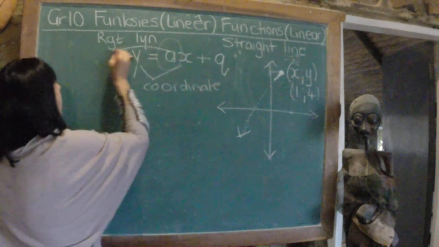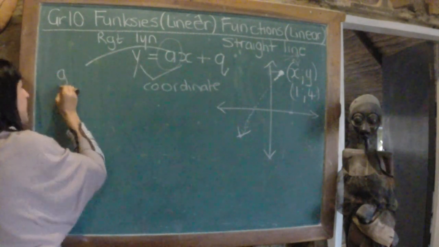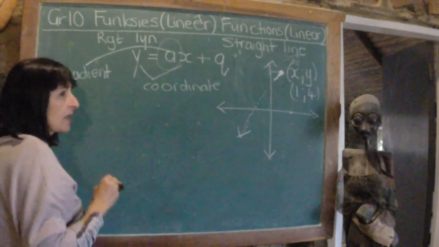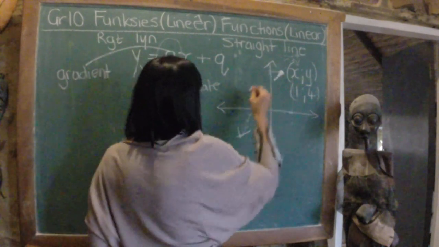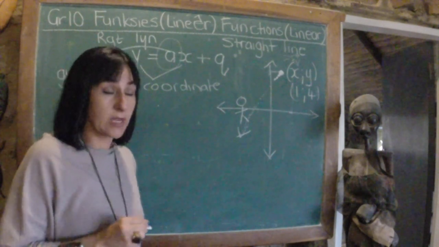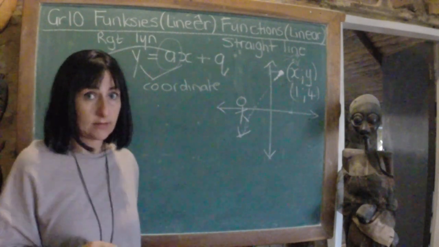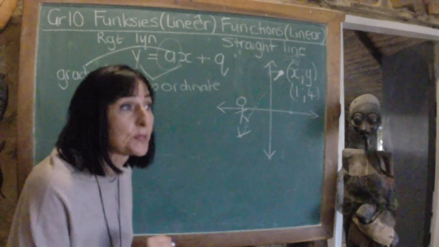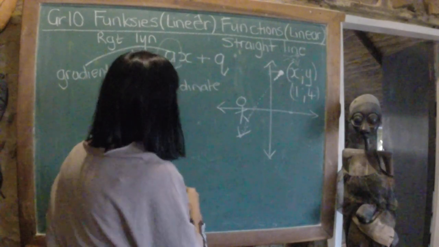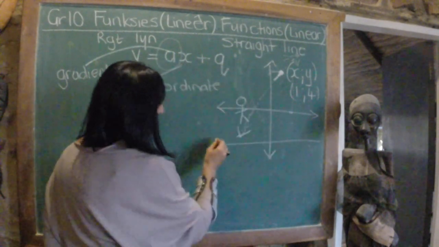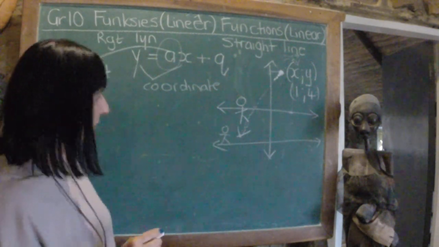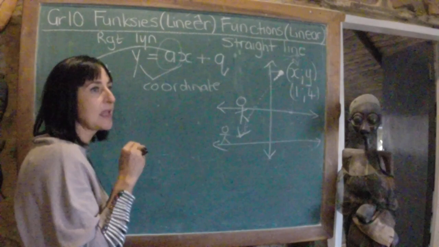Then we've got the a. The a is our gradient, ons gradiënt. Nou, 'n gradiënt beteken as ek nou 'n mannetjie is en ek stap op hierdie lyn en die gradiënt is groot, dan suffer ek. It's a very, very steep hill to climb. Hy's baie, baie steil. As hy net so is, dan is dit 'n walk in the park. It's not difficult to walk that line because the gradient is small.